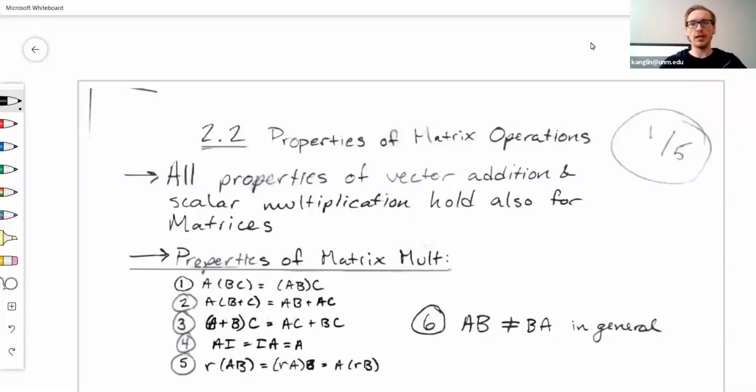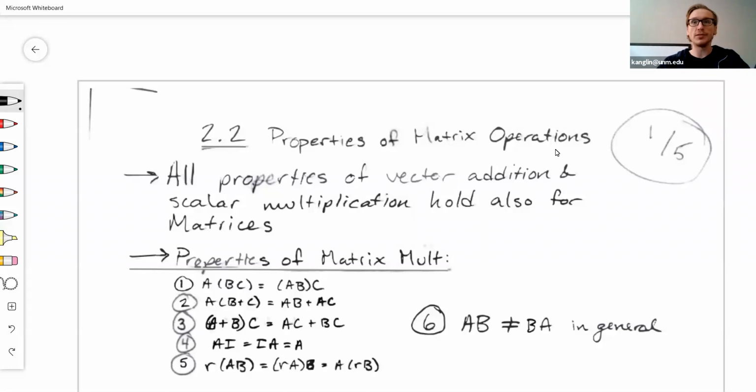Hi there, and welcome to the lecture video for section 2.2 on the topic of properties of matrix operations. In this section, we are going to, of course, explore the properties of matrix operations, but we're going to see some pretty useful and fairly satisfying results that let us make a big connection between systems of equations and matrices.